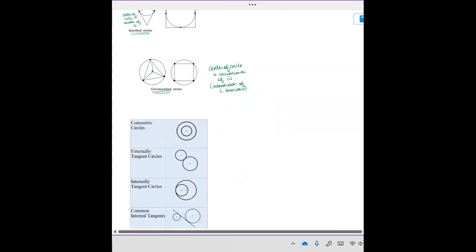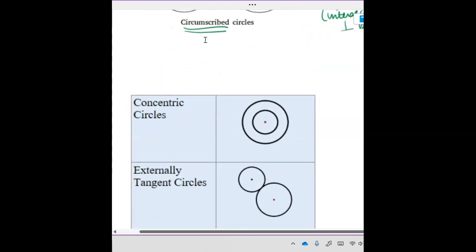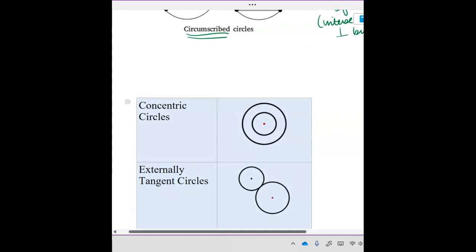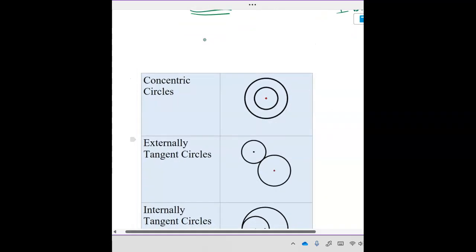We talked about concentric circles, where they're going to have the same center but different radii. We also could have externally tangent circles, which means that those circles are touching at exactly one point. The other thing that you'll notice here is that there is a segment that joins the two centers. It passes through the point of tangency.